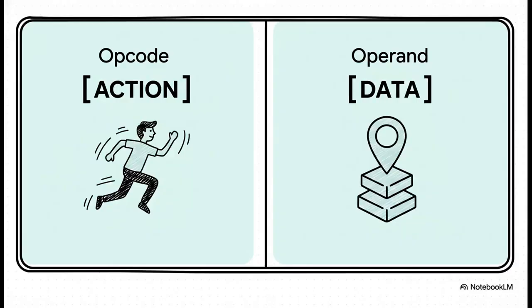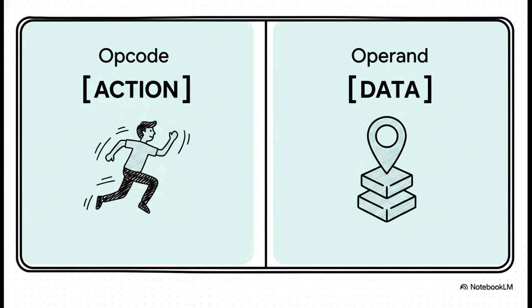You know, every instruction really breaks down into 2 simple parts. You've got the opcode, which is the verb, it's the action, like add or store. Then you have the operand, which is the noun, it's the data or the memory address that we're doing the action to. So if you see add 205, add is the opcode, and 205 is the operand.